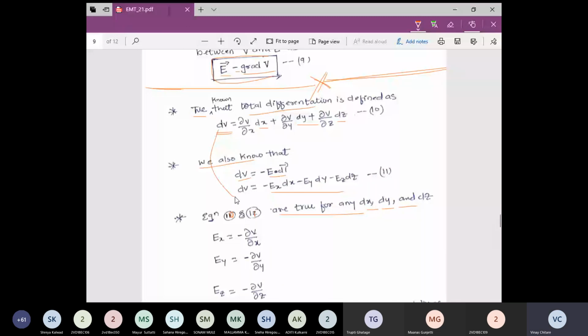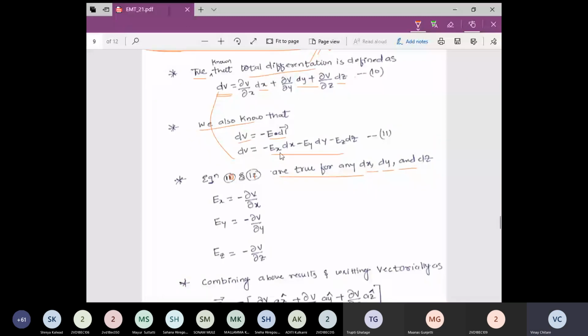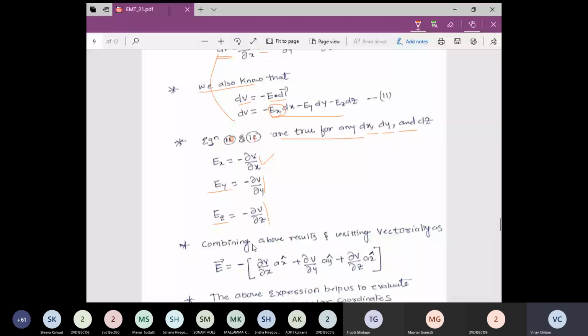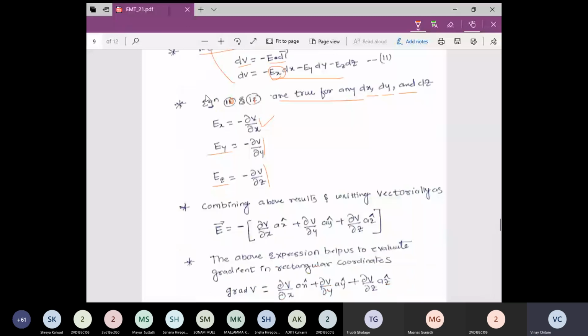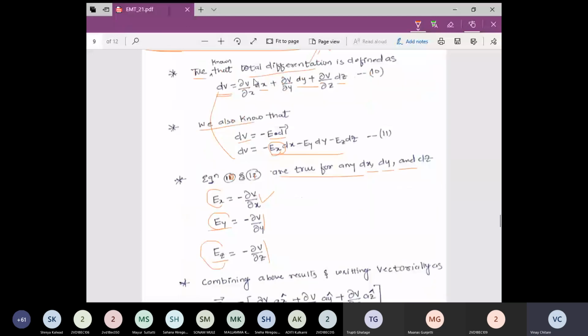So by comparing equations 10 and 11, I can say that Ex is equal to minus dou V by dou x, Ey equal to minus dou V by dou y, and Ez equal to minus dou V by dou z. It means that I got to know the x component, the y component, and the z component of the electric field. With these simple equations, I got to know this relationship.